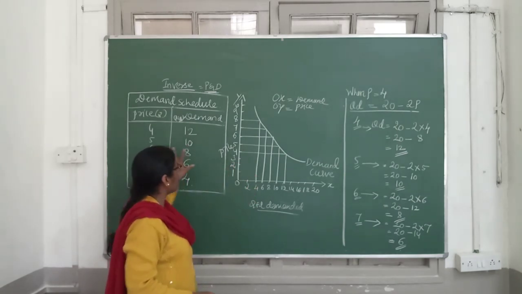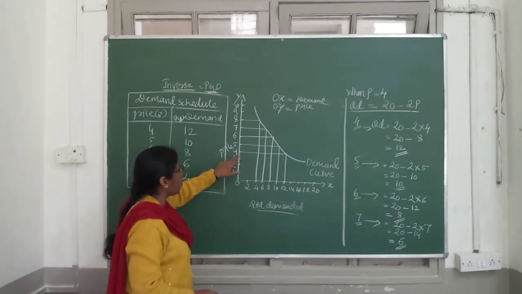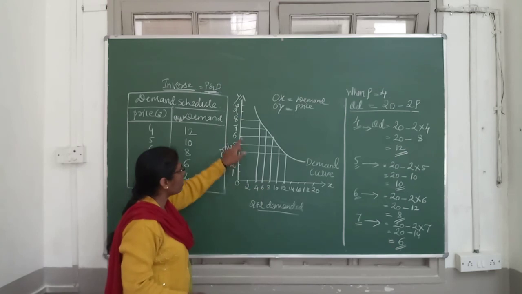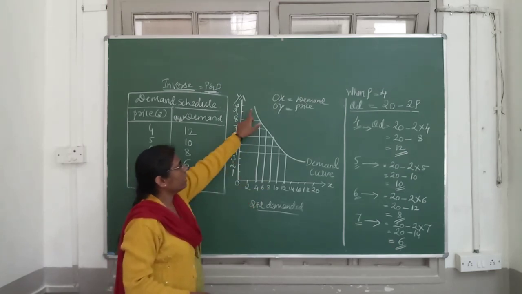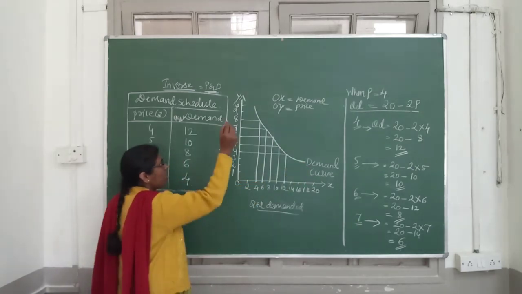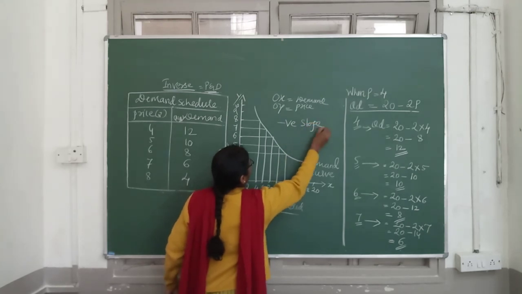According to the given table, we have to draw the diagram. When the price is 4, demand is 12. When it is 5, 10, then 6, 8, then 7, 6, then 8, 4. And this is the demand curve. The demand curve has a negative slope.